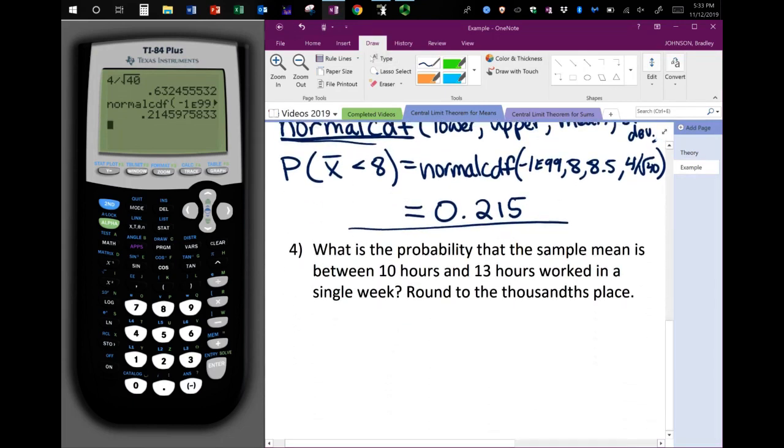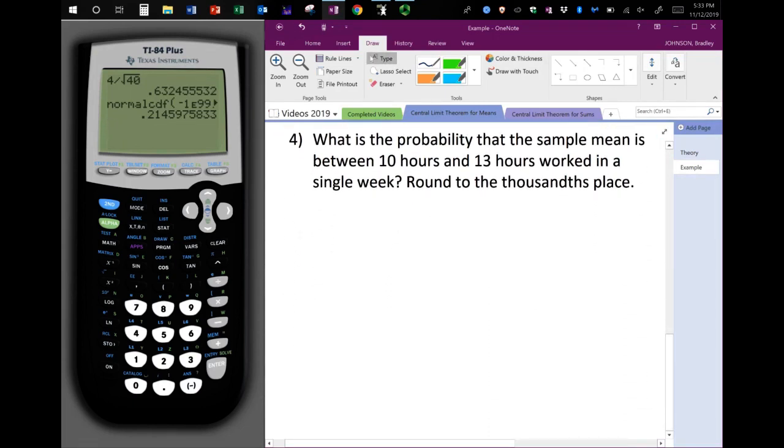Okay, so let's think about this next one. What is the probability that the sample mean, keywords, is between 10 hours and 13 hours worked in a single week? Round to the thousandths place again. So we're thinking of probability of something, and we need to be between 10 and 13. And what's between there? Between 10 and 13 is the sample mean, so x bar. So you see how I wrote out that notation? The probability that x bar is between 10 and 13 hours.